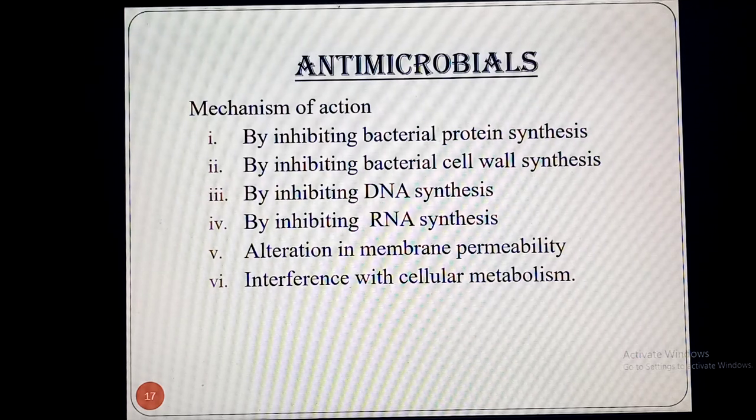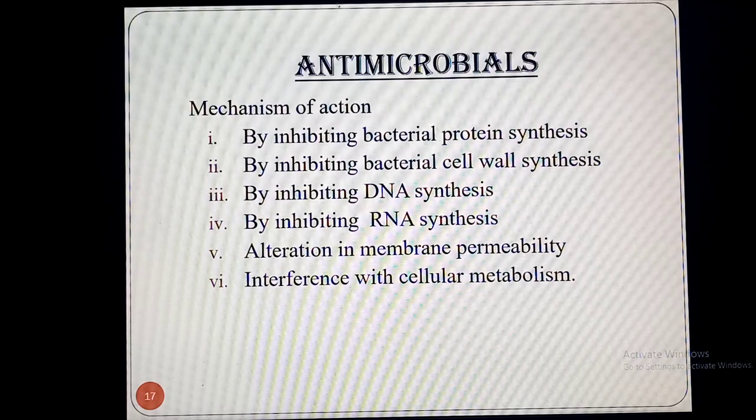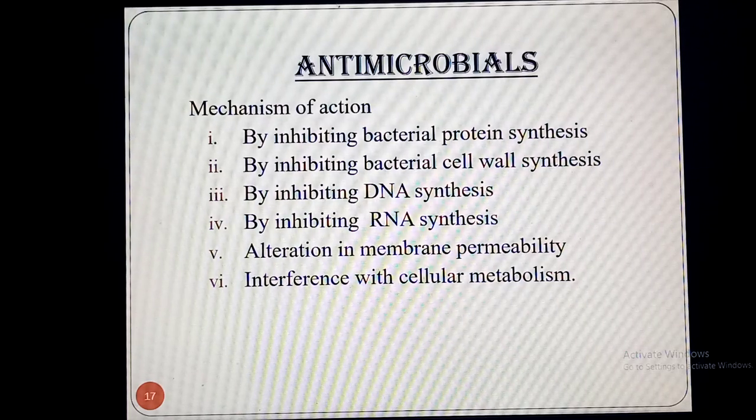Today we will discuss the antimicrobial agents, how the different types of antibiotics can reach their target site to show their pharmacological activity. These are the general modes of action, or mechanisms of action, through which the antibiotics show different types of activity. So before starting, these are the mechanisms of different antibiotics.